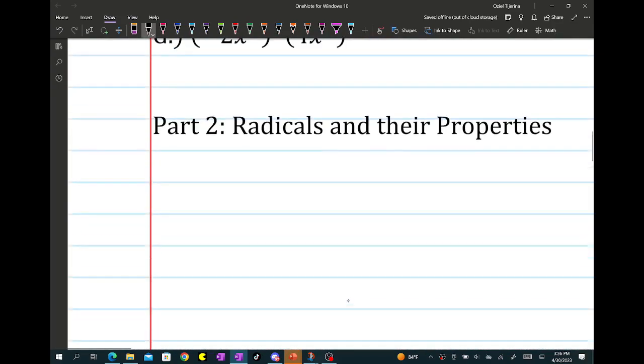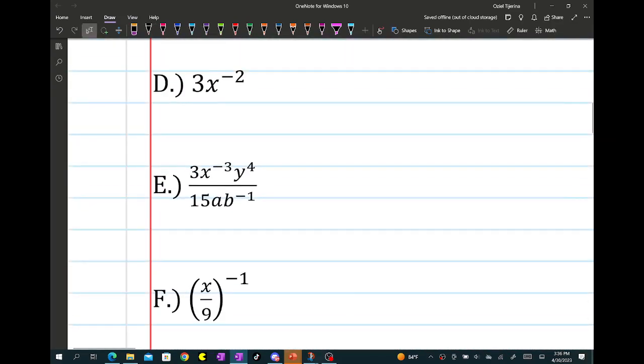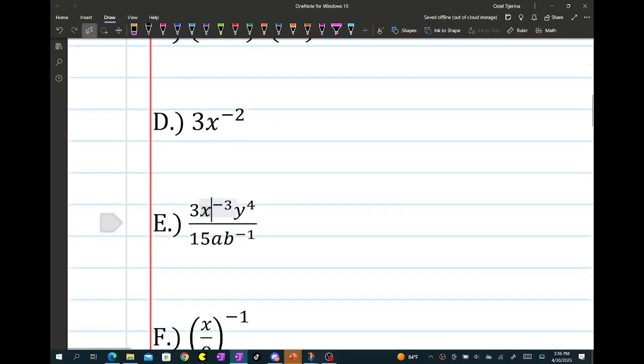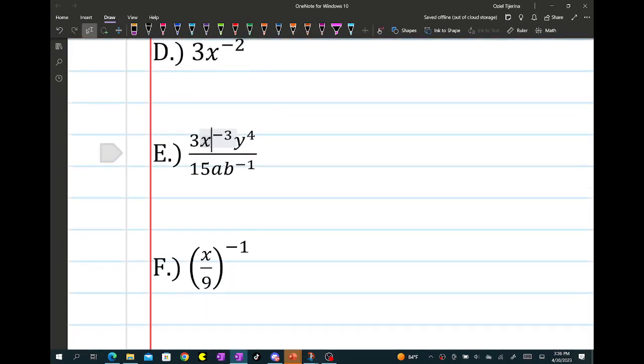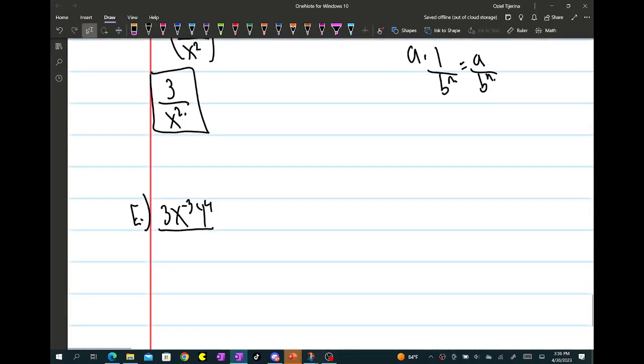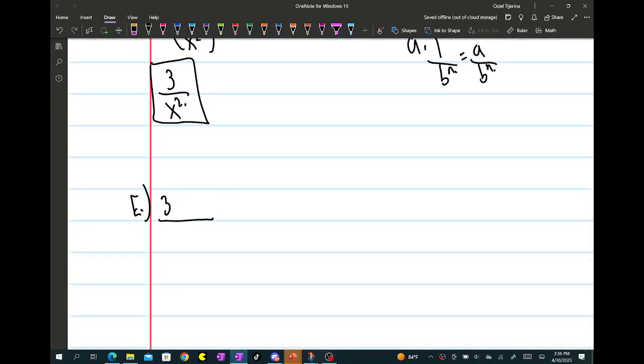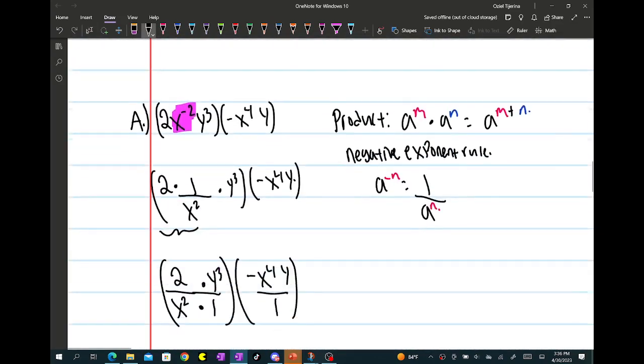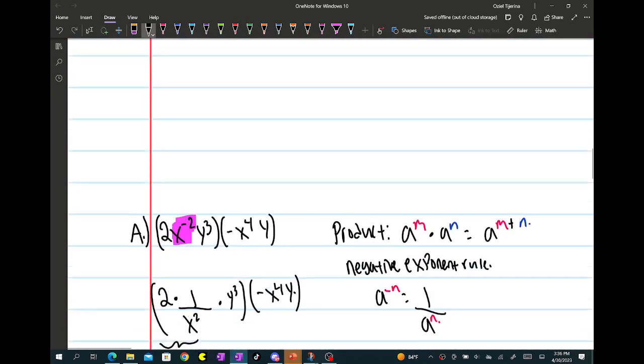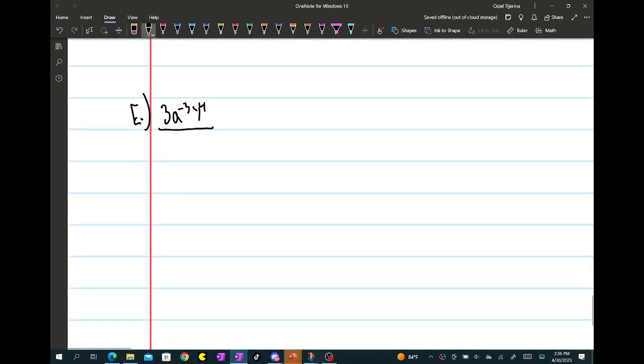Actually, what did I put here? Hold on. I meant to say, was it like that in the problem? I don't remember. I'm going to put this as A, and this is B. Okay, sorry about that, guys. So then we have 3a to the negative 3y to the 4th over, and then it's right here, 15ab to the negative 1. So let's go ahead and do it.